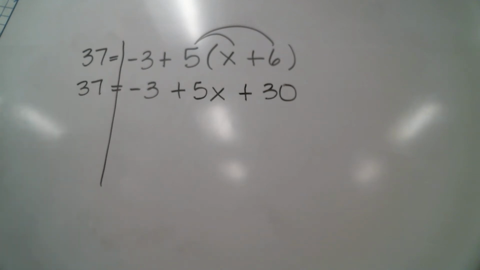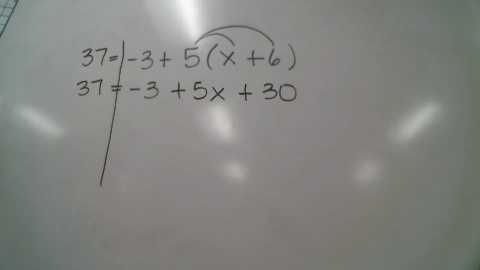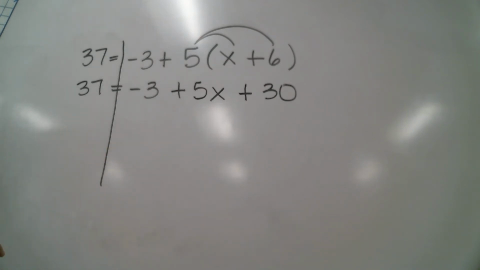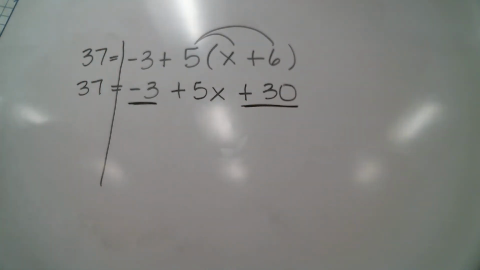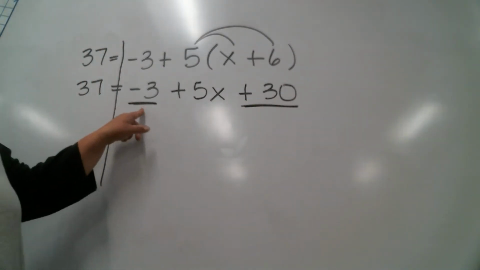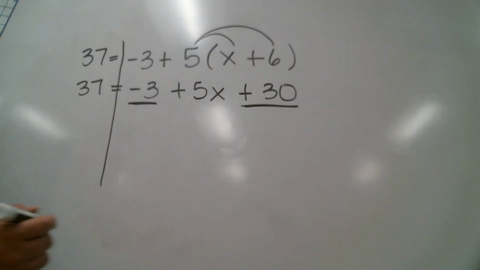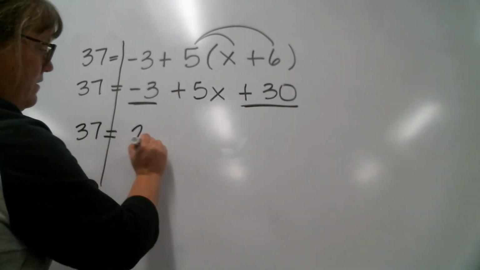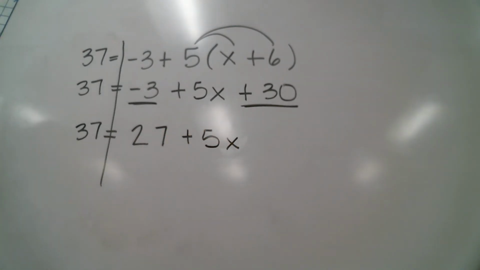Then you also need to take care of combining like terms. Remember, we want to combine things that are on the same side together. Here we've got only one 5x, so there's nothing that can combine with that. But I have a -3 right here and a positive 30, and those can be combined. -3 plus 30, you can think of that just like 30 minus 3, which is 27. So we're going to rewrite it, and we've got 37 equals 27 plus 5x. I could have written that as 5x plus 27. It's not going to change the problem.